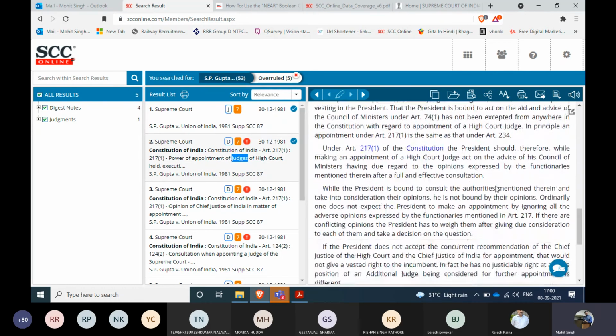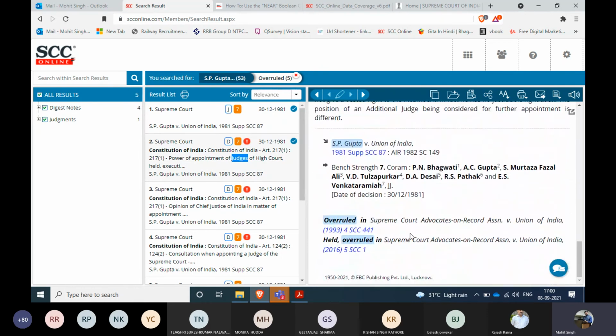I'm just going to the footnotes, and there you go. It was overruled in Scora versus Union of India, and held overruled again in Scora versus Union of India in 2016. I hope this answer would suffice.